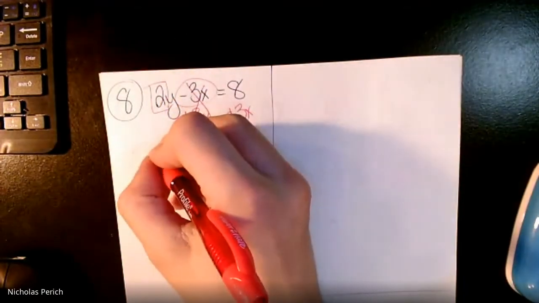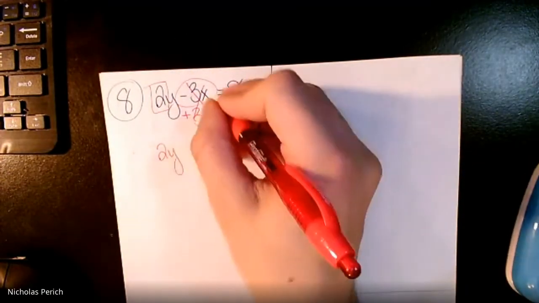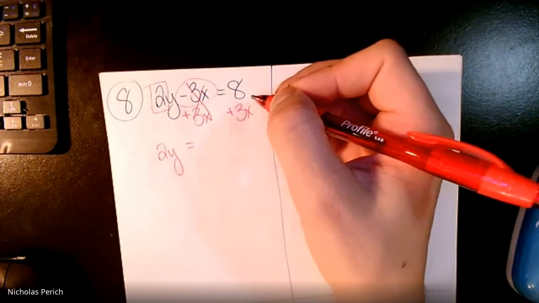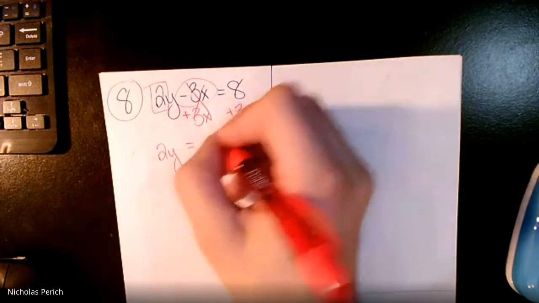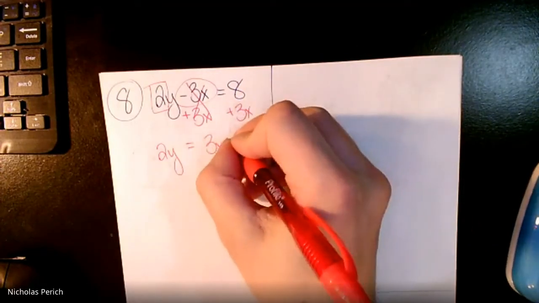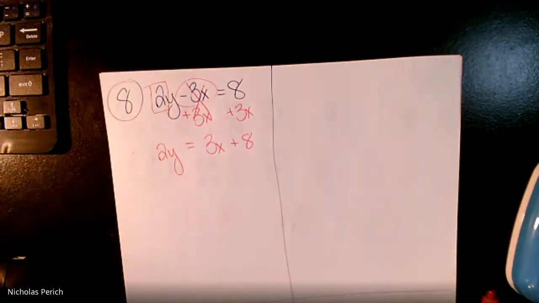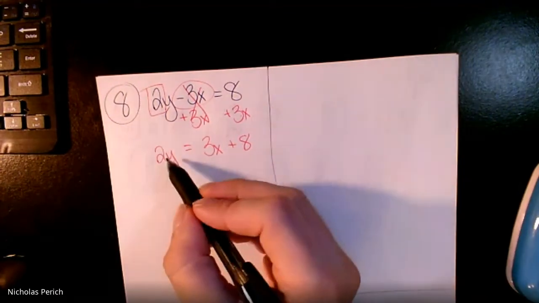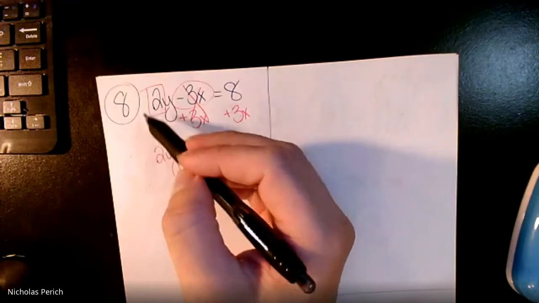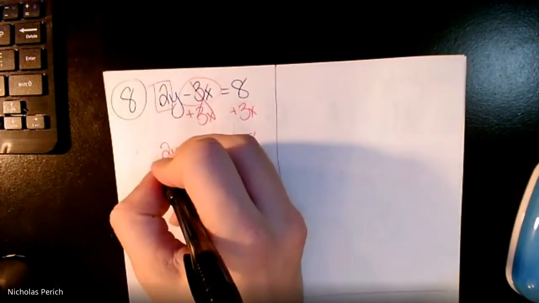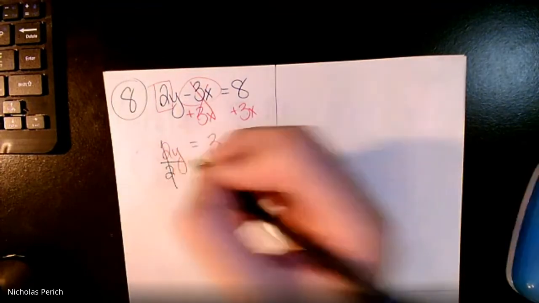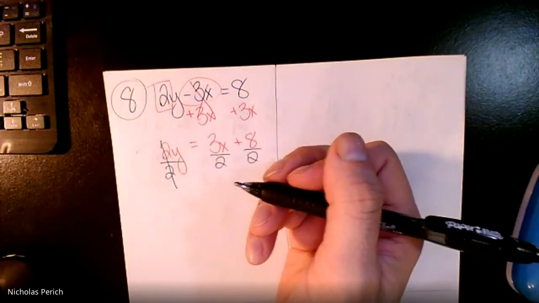Drop down what's left on the left. 2y equals, do 3x and 8 combine? No. So I'm going to attach 3x first and then add 8 to it. Am I done? No. Is y all by itself? No. 2 is still attached. How do I get rid of the guy that's attached? Divide by 2 on everything.